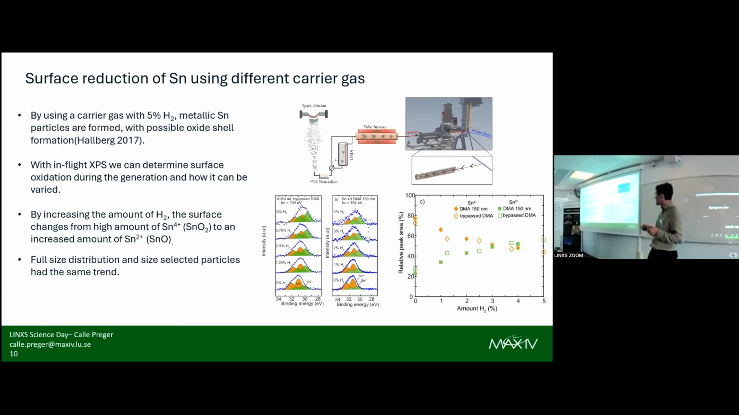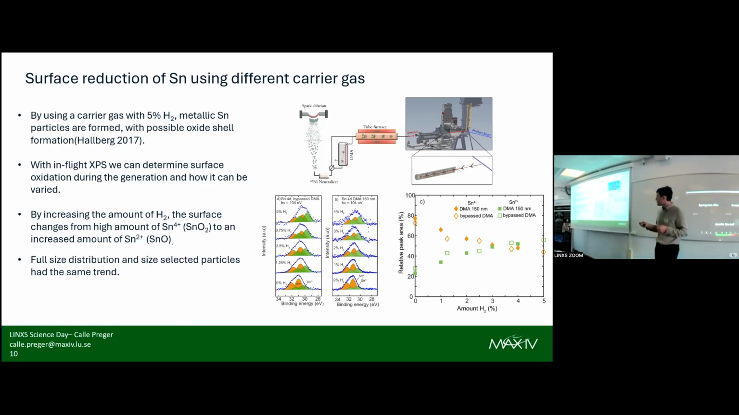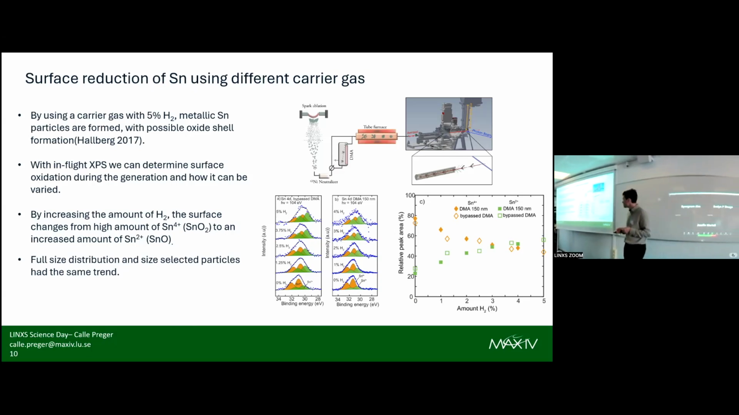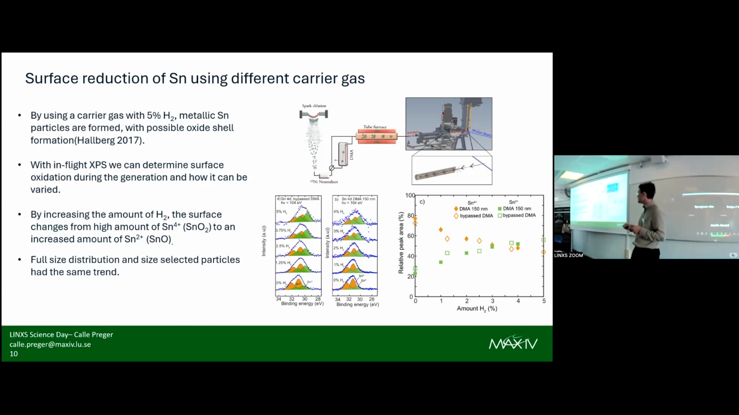So as you can see here, by just going from a low amount of hydrogen in the carrier gas to a high amount, you change from a Sn4+ dominant system to more of a Sn2+. We also measured on the full size distribution and size selected nanoparticles just to see if that has any influence, but it showed the same trend.